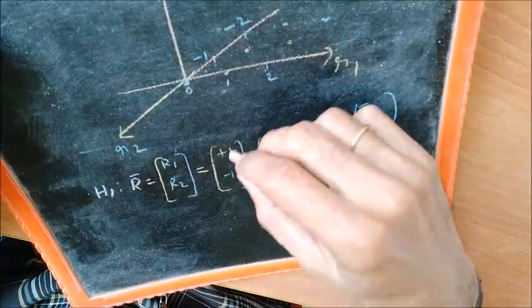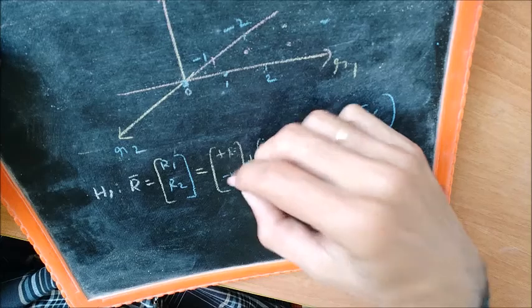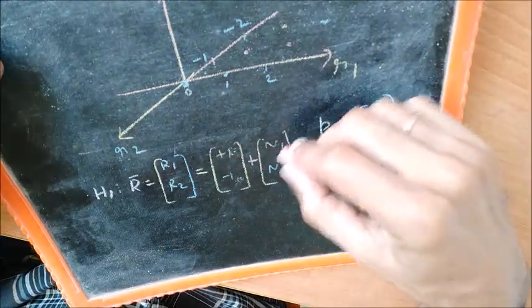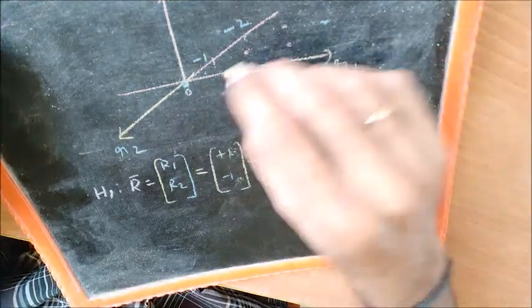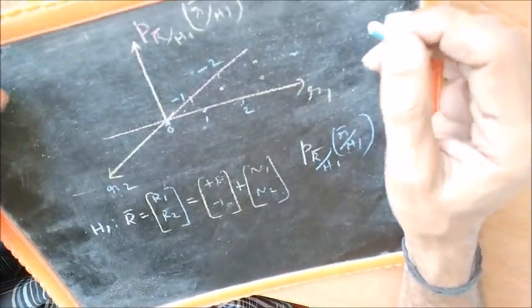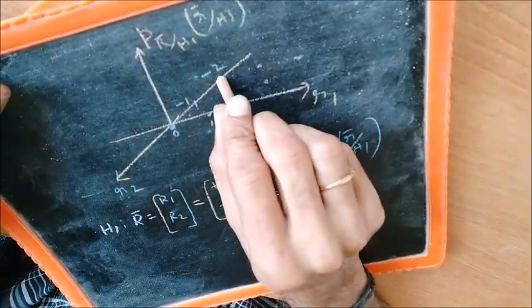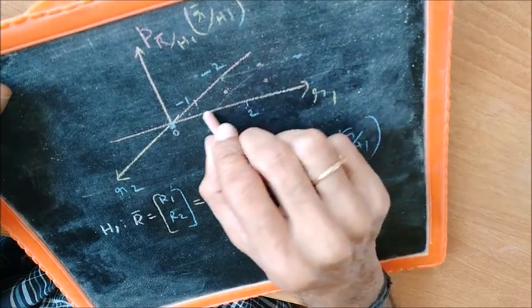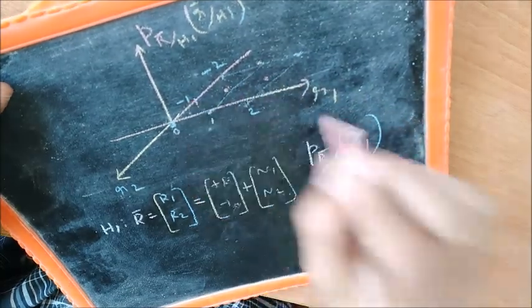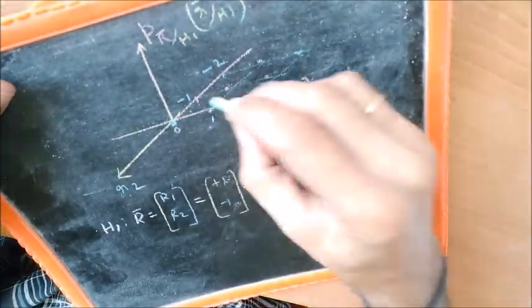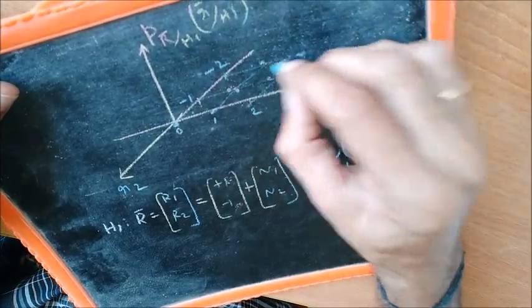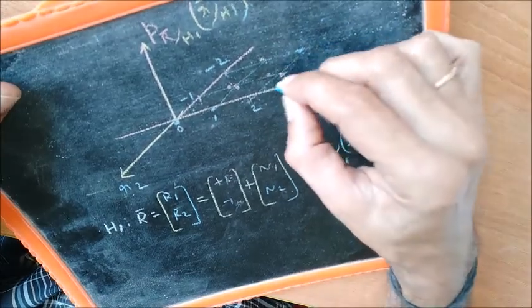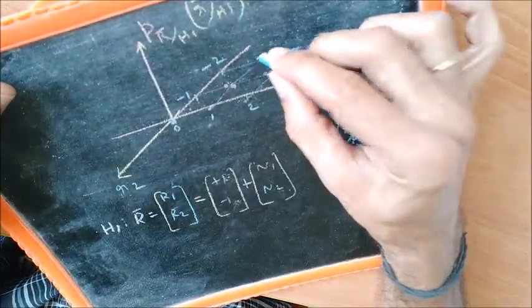Remember, when H1 is the true hypothesis, plus 1, minus 1 is transmitted, and noise which gets added is this. And you can see these are 9 possible values. Now, I will just join this to form a grid. It's only for ease. Remember, these are the points which represent the received vector, and each of them will have an associated probability.